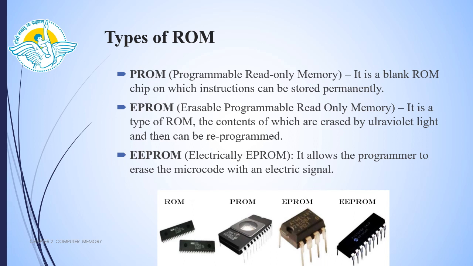The next type is EPROM, which is Erasable Programmable Read-Only Memory. It is a type of ROM, the contents of which are erased by ultraviolet light and then can be reprogrammed. The third type is EEPROM, which is Electrically Erasable Programmable Read-Only Memory. It allows the programmer to erase the microcode with an electric signal. You can see all the three different types of ROM on the slide.